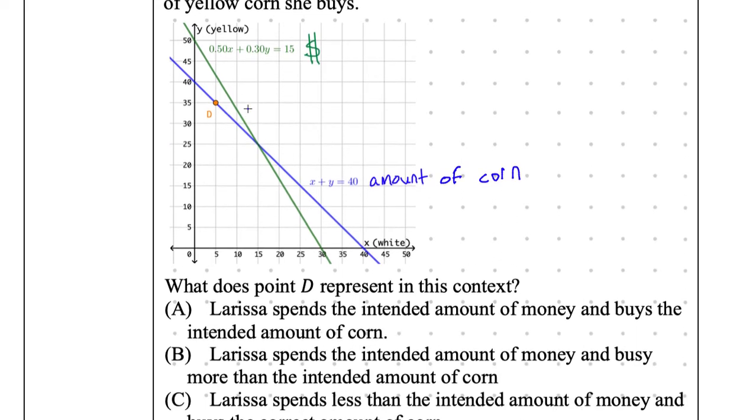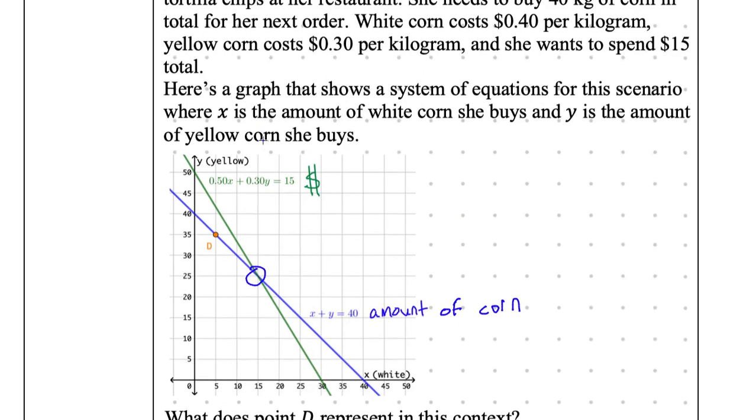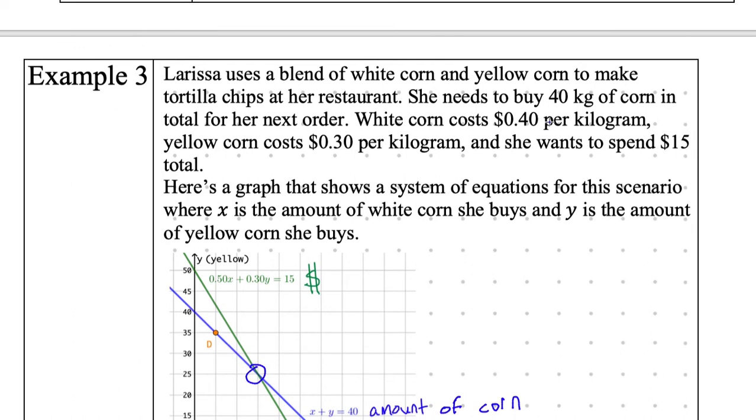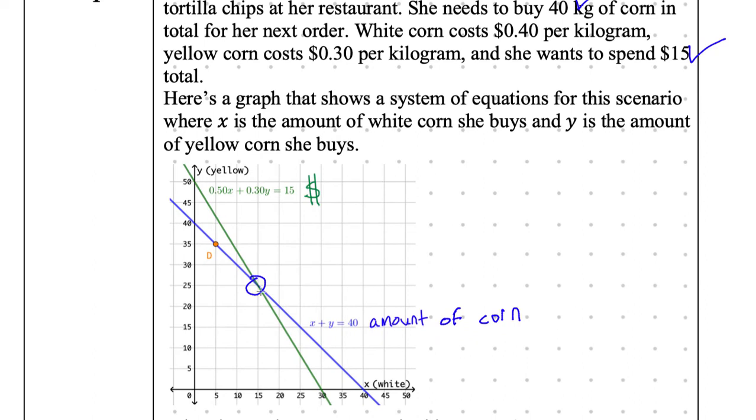So first, I'm going to talk about the answer, D, and then I'm going to say, okay, what happens if I have a point here, a point here, a point here? What do those points mean? Because they're all possibilities on Khan Academy. So notice that the intersection here, and that's where I'm always going to start, the intersection is the answer of that sweet spot. If you are at that spot, then you have satisfied both these conditions. Like, perfect, we have spent $15 and we have 40 kilograms of corn. The only point that satisfies both of those conditions is the intersection here.